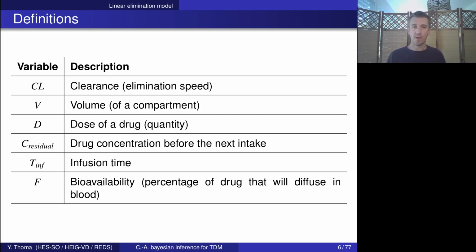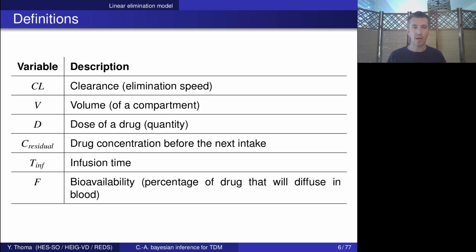We will use the idea of a residual because we'll have many intakes for one drug, and for each one we'll need the residual concentration from the previous intake, because when you take a new pill, for instance, you still have some medicine within the blood.